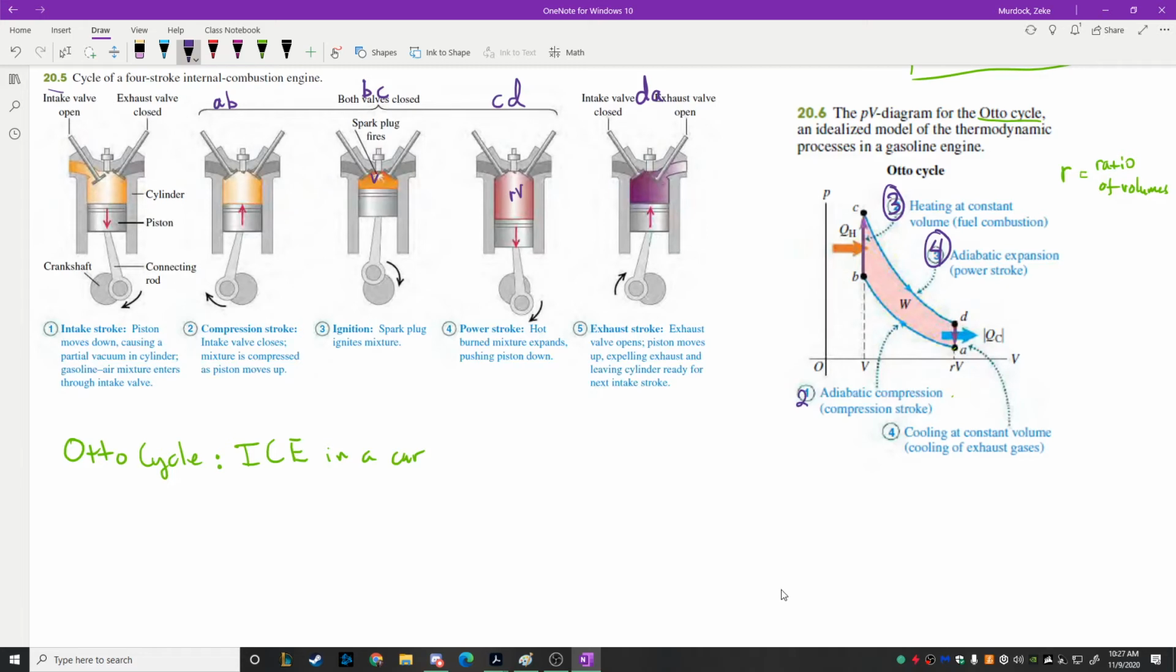So we're going to investigate each one of these steps. Cooling at constant volume, or the cooling of gases. This would then be probably back to, this is 5, right? Exhaust stroke. This is like 5 and 1, basically, I believe. Up and then back down.